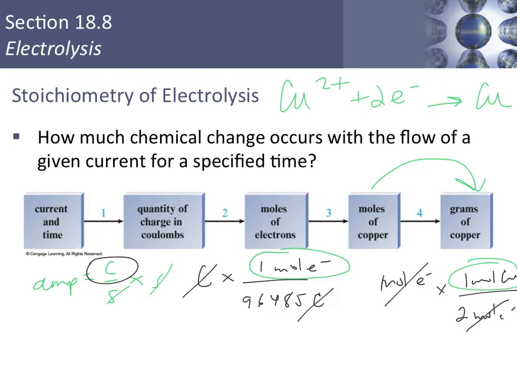So to summarize, we would need to be given a current in amps and an amount of time that runs. We can change that into coulombs of charge, which we can use the Faraday constant to find the moles of the electrons with. And from the moles of electrons in our equation, we can find our moles of our metal. And then from moles, we can go to grams using the molar mass from the periodic table.